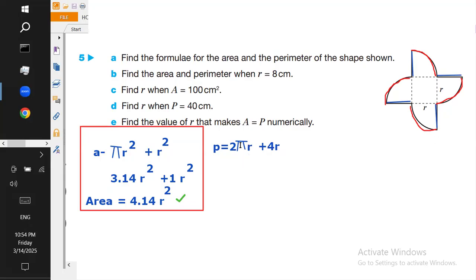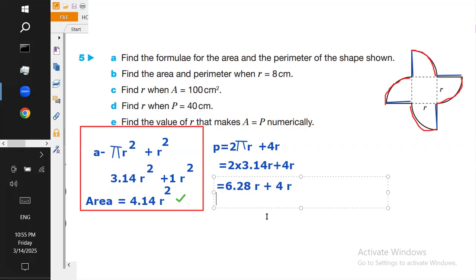We consider the pi as 3.14, so this will equal 2 times 3.14 r plus 4r. I'm going to do baby steps so you don't get confused, okay? So see what I did here? This is the 2, this is the pi, and this is the r, and here 4r. Now I want to simplify it more. 2 times 3.14 equals 6.28. As I said, baby steps just to understand the question. 2 times 3 is 6, 2 times 1 is 2, 2 times 4 is 8, and then we have an r, and then plus 4r.